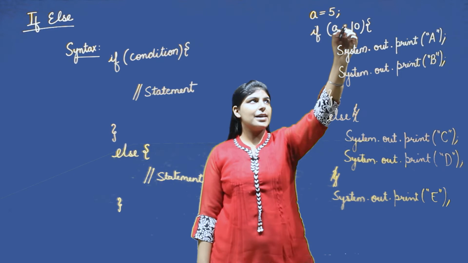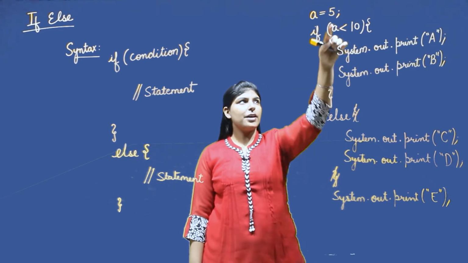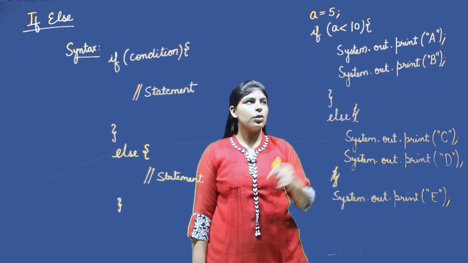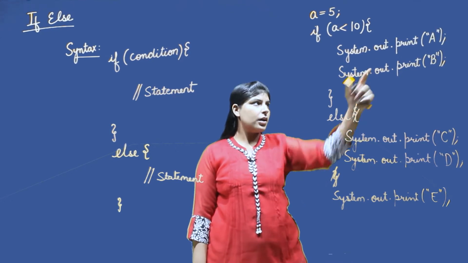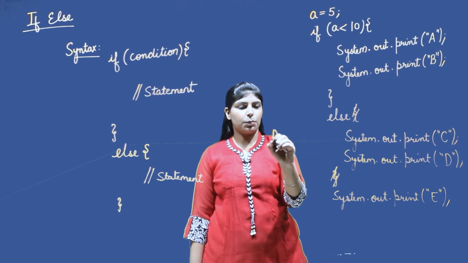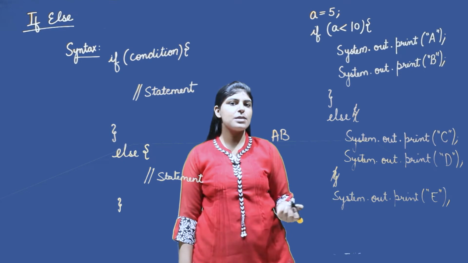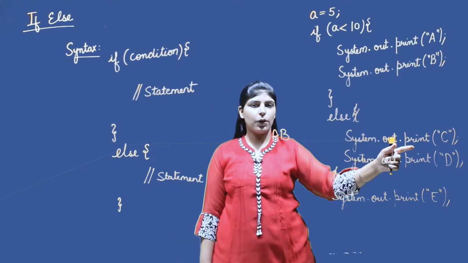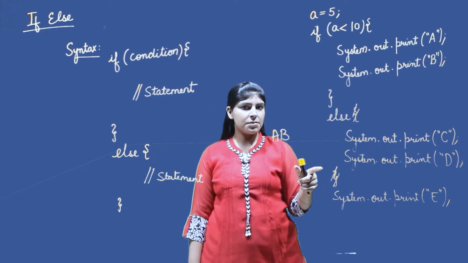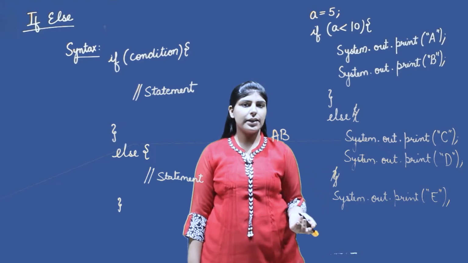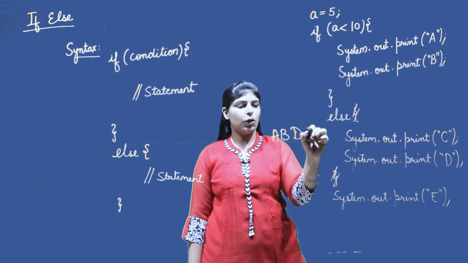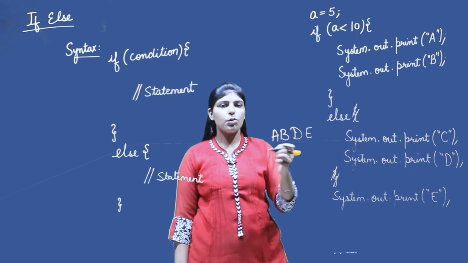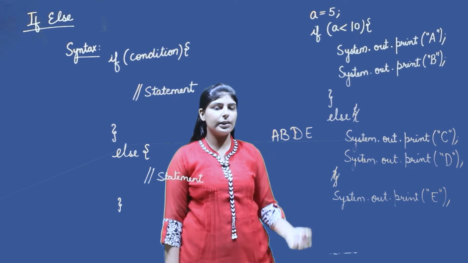If I have A less than 10 here, now 5 less than 10 becomes true. So the if block will get executed, A and B will be printed in the output. Now the else block will get skipped, so this will not be printed. Now my control comes out. D and E are outside the else block, so D and E will also be printed in the output. So output in this case will be A, B, D, E.